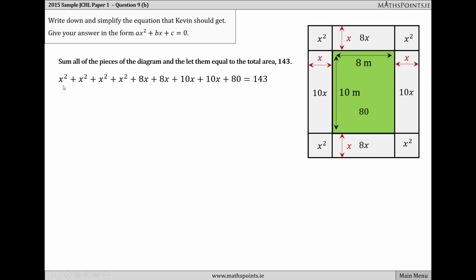If we simplify this, we get 4x squared. If we add 8x, 8x, 10x, and 10x, we get 36x. And then if we subtract 143 from both sides, we get 80 minus 143 is minus 63. So our quadratic equation is 4x squared plus 36x minus 63 equals 0.